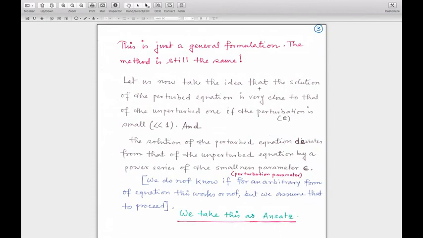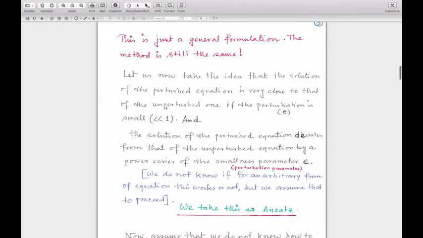Let us now take the idea that the solution of the perturbed equation is very close to that of the unperturbed one. So which equation is the unperturbed one? The equation x square minus 1 is equal to 0. That is the base equation. And it is actually essential that we know the exact solution of that unperturbed version. Whether we know how to solve exactly the perturbed version or not is not necessary, but the unperturbed version must be solved exactly.